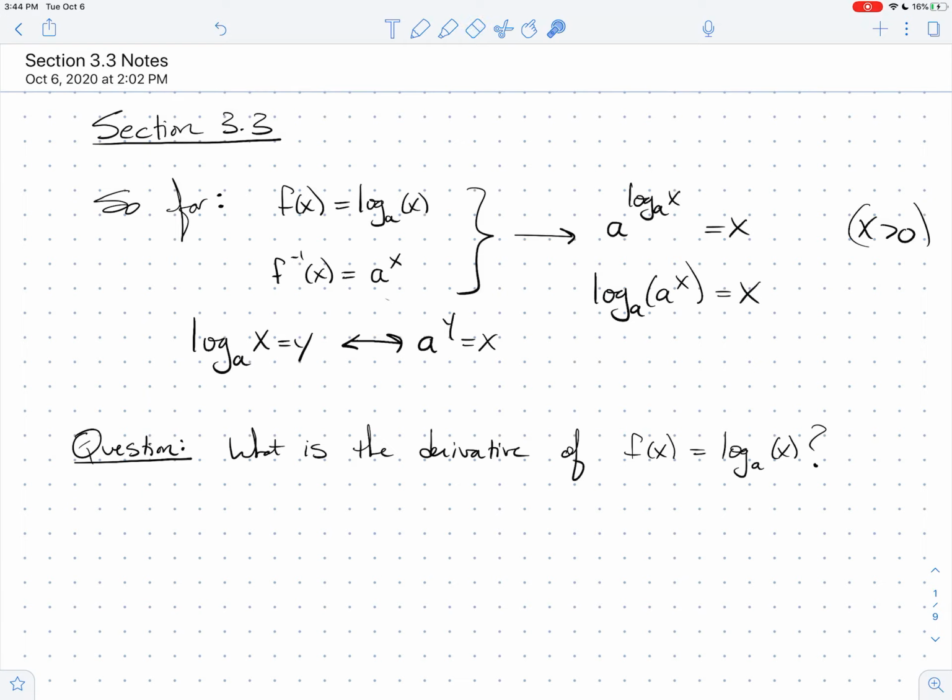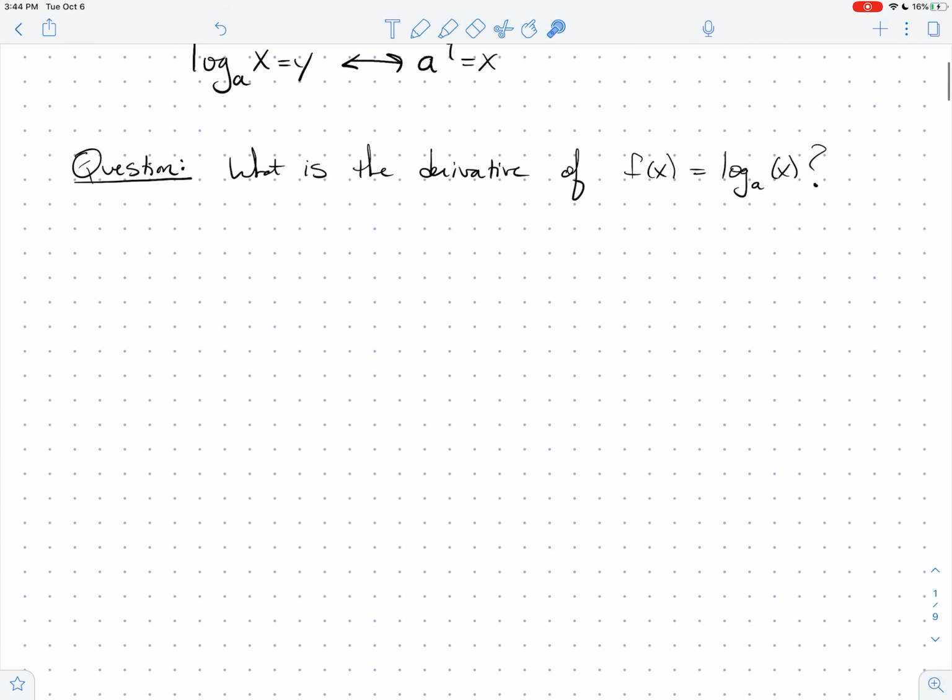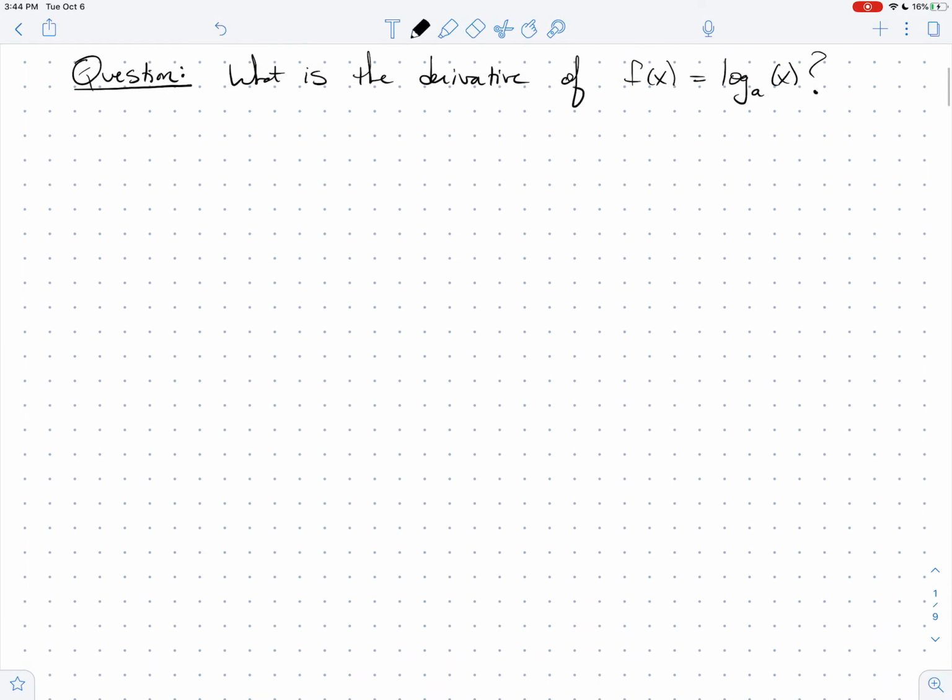And so what we're interested in this time is, what is the derivative of the logarithm? And this is a really interesting question. I could just give you the formula. And to be perfectly frank, if you just want to skip to the formula, it's not going to kill you to just do that. But for those of you that love learning, here we go. Let's see if we can figure this out. What is the derivative of the logarithm?